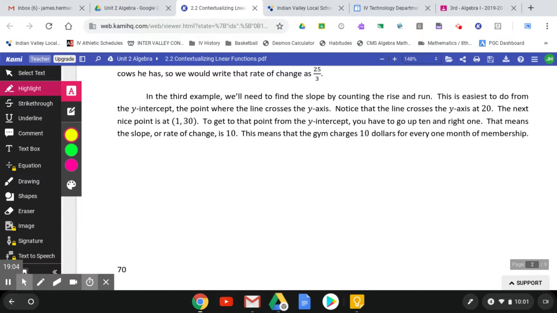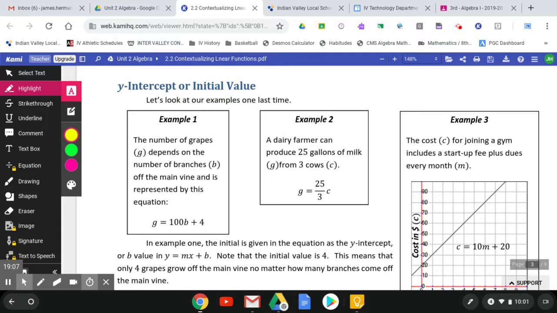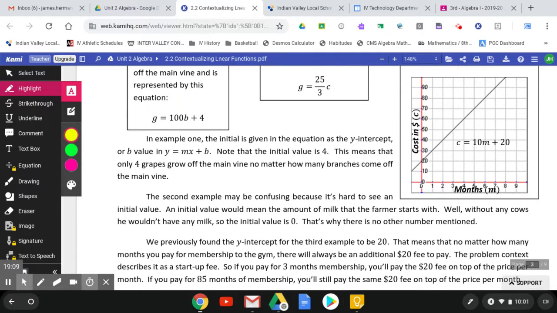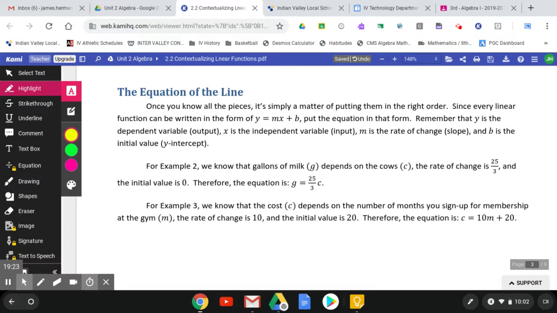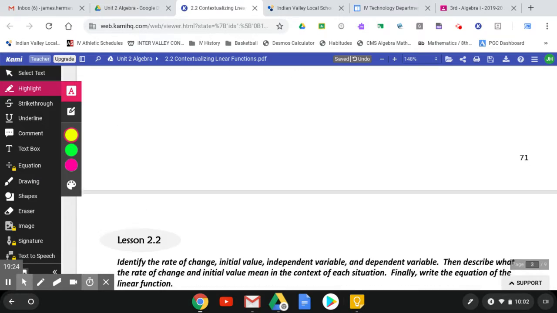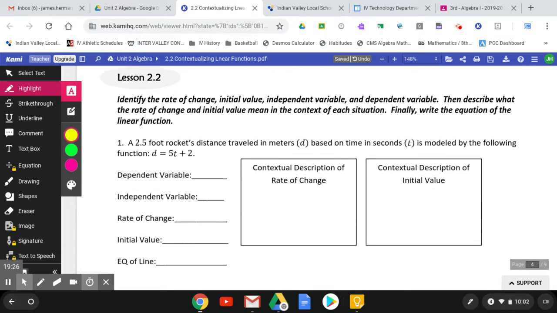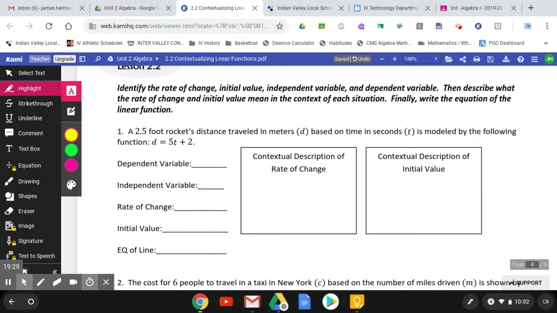All right, let's move on to initial value. Does something jump out at you at initial value? For me, the initial value is the y-intercept. That makes sense to me, okay? All right, enough of that. So here we go. Let's look at it in context.